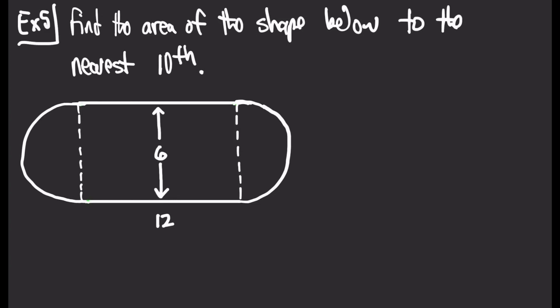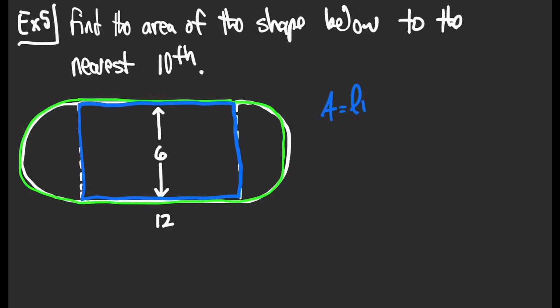All right, in the last example, find the area of the shape below. So what we have here, obviously I need to find the area of this whole shape. Well, what's that made up of? It's made up of this rectangle here, so I'm going to find that area. That's going to be length times width. The height, or width, if you will, is 6. The length is 12. That's going to be 72.